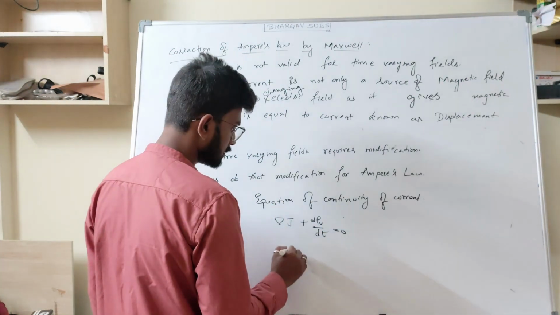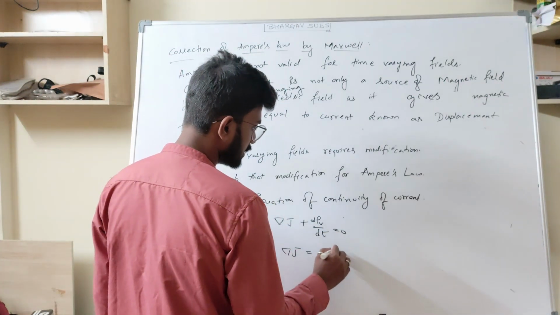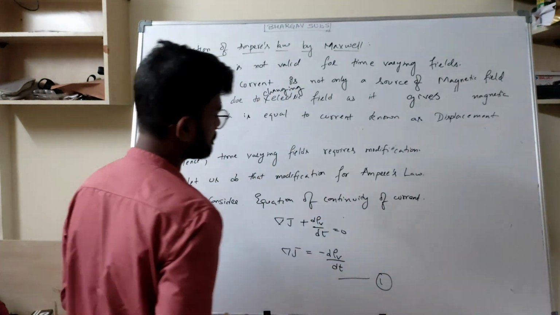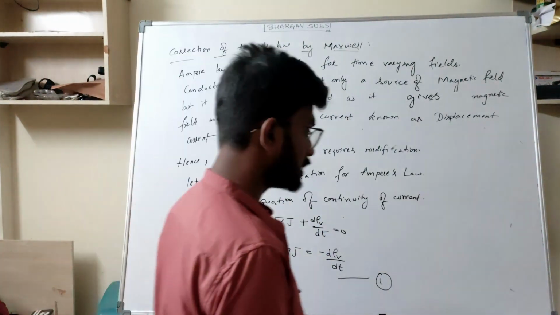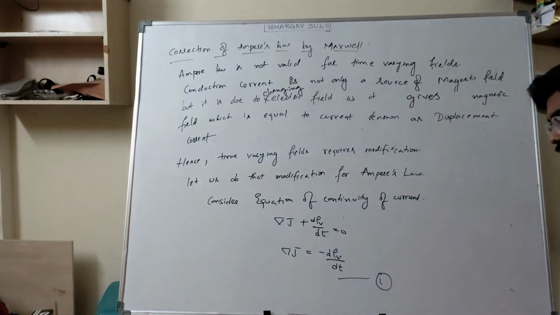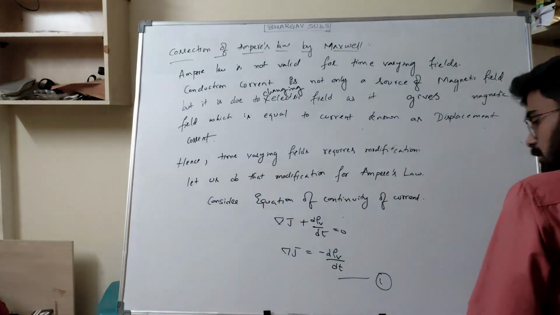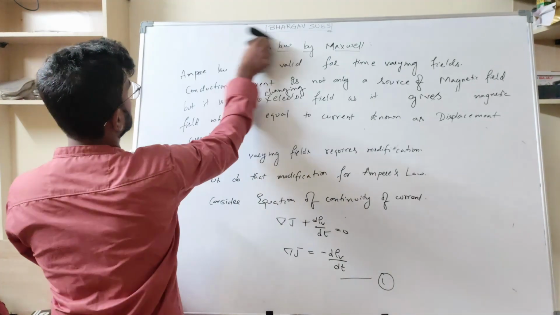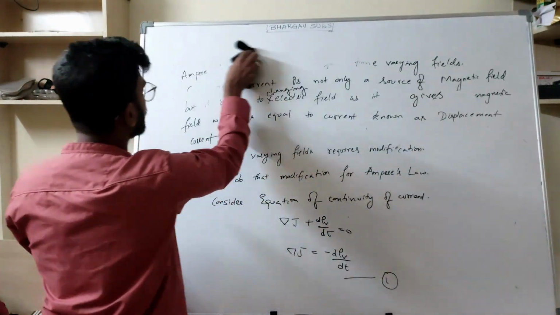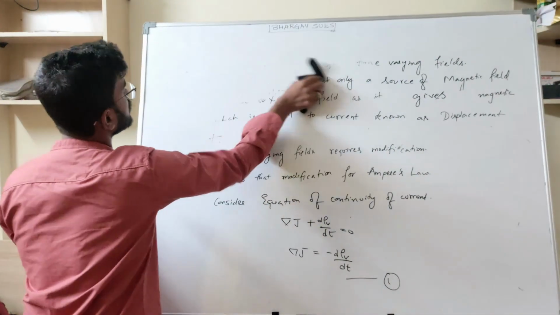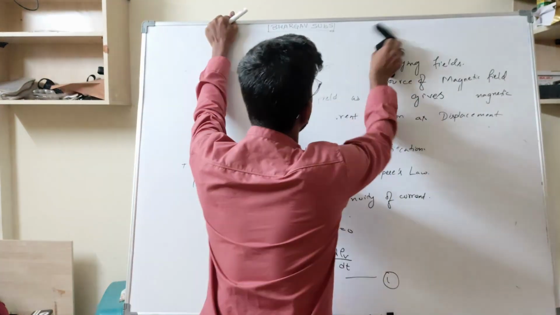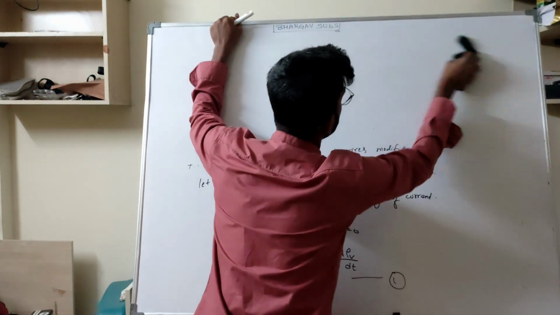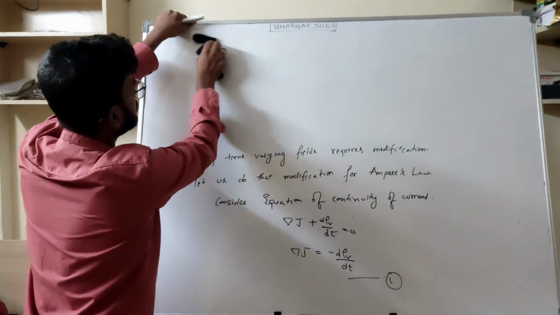After transferring that, J is equal to minus dρ/dt. Now this was the first equation. Now I have to consider Gauss's law, and substitute it there. What is Gauss's law? The divergence of the electric field is equal to ρ by epsilon naught.